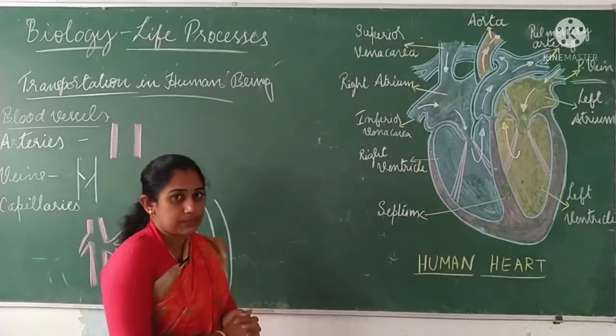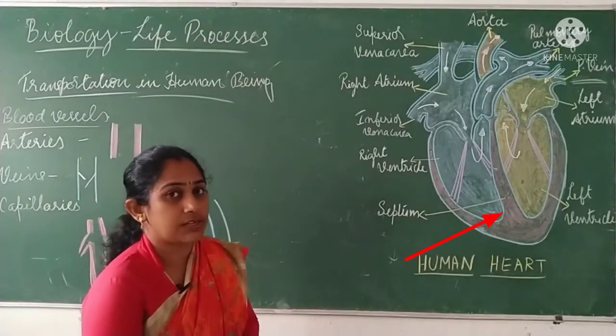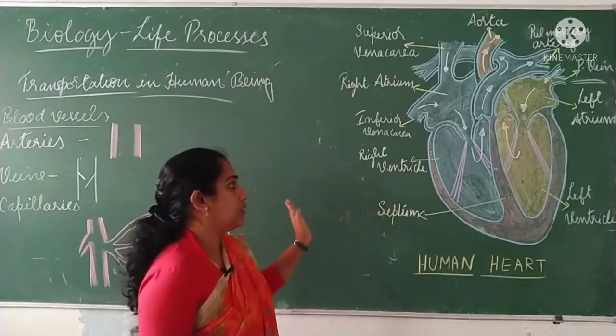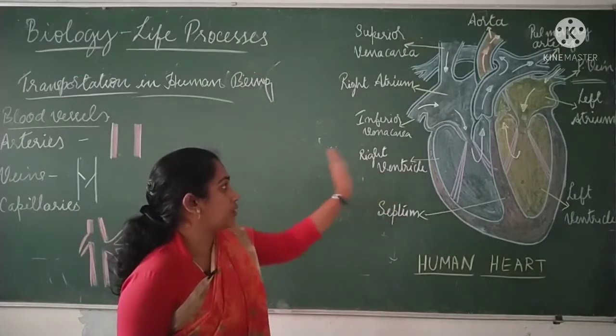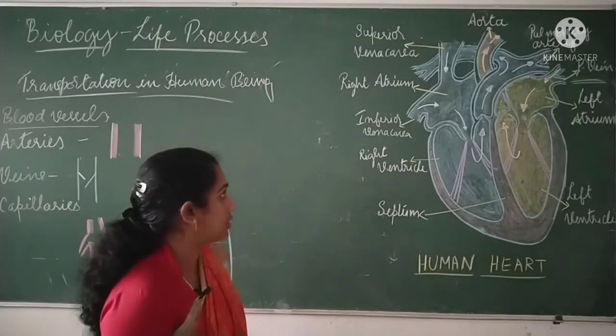Here heart has been separated by a septum in order to prevent the mixing up of deoxygenated blood with the oxygenated blood. So you can find a septum which separates the right part of the heart from the left part of the heart. So here right side it carries deoxygenated blood and left side it carries oxygenated blood.